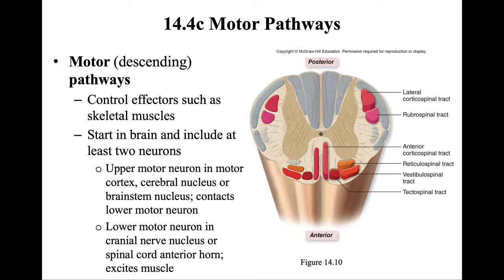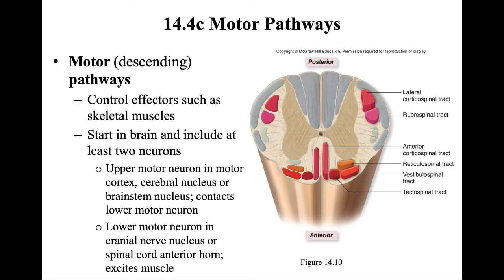So the lower motor neurons leave the spinal cord. So we only have 2 parts: the upper motor neuron that comes from the top of the brain down the spinal cord, and then the lower motor neurons which leave the spinal cord. Now on this page 546, you see this picture here. These are typically the motor neurons.